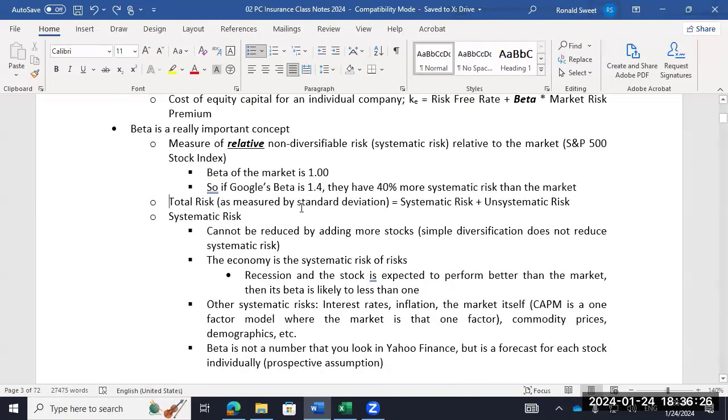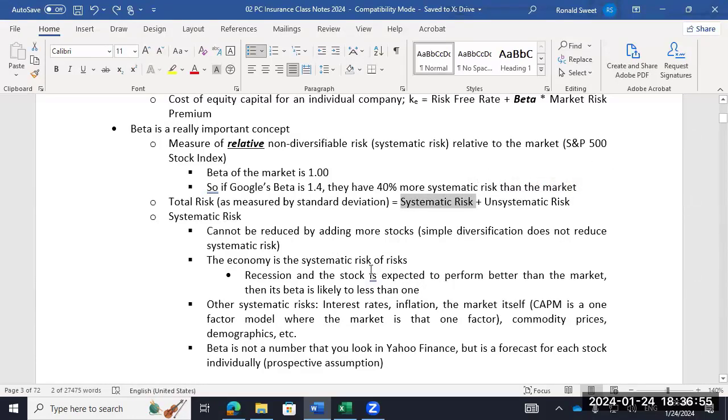Total risk includes systematic and unsystematic risk. Systematic risks are those industry and economy-wide risks. Unsystematic risks are company-specific risks. All right. Company-specific risks are easily eliminated. How? By diversification. You can't eliminate systematic risk through diversification.